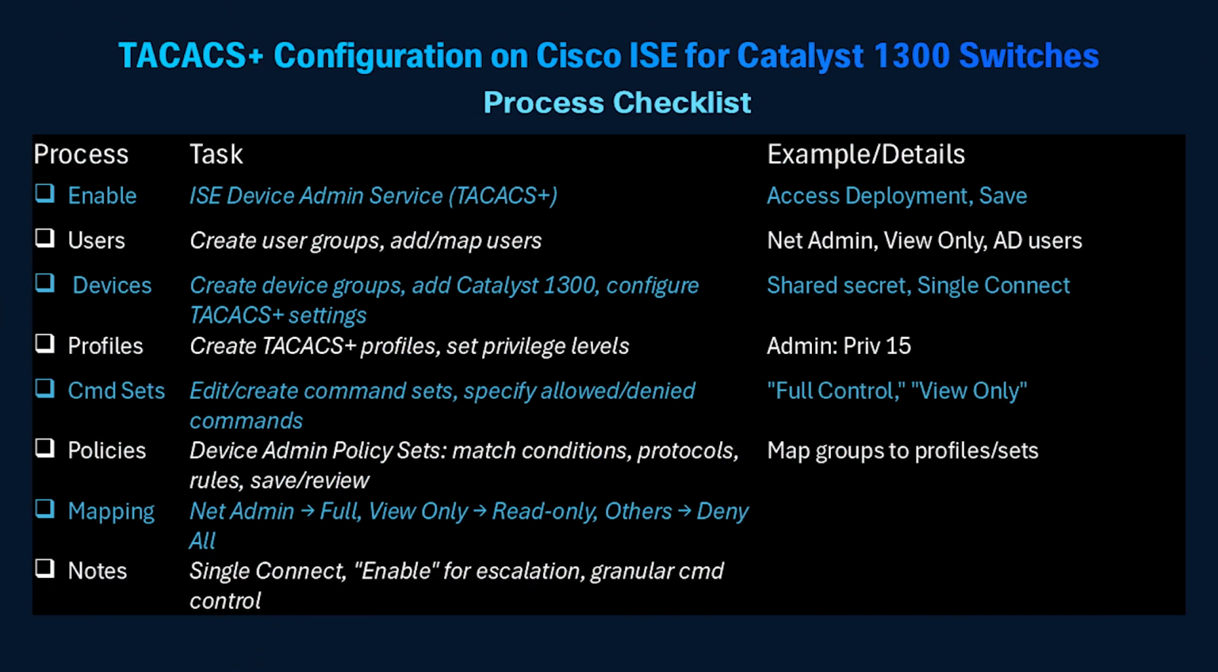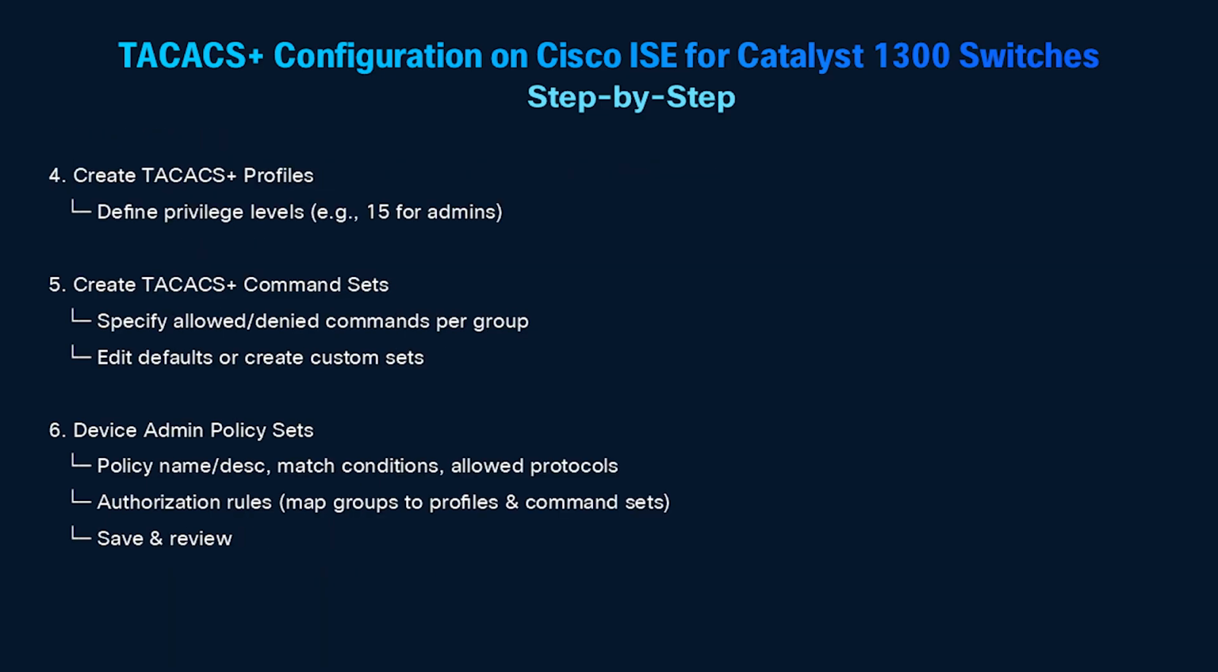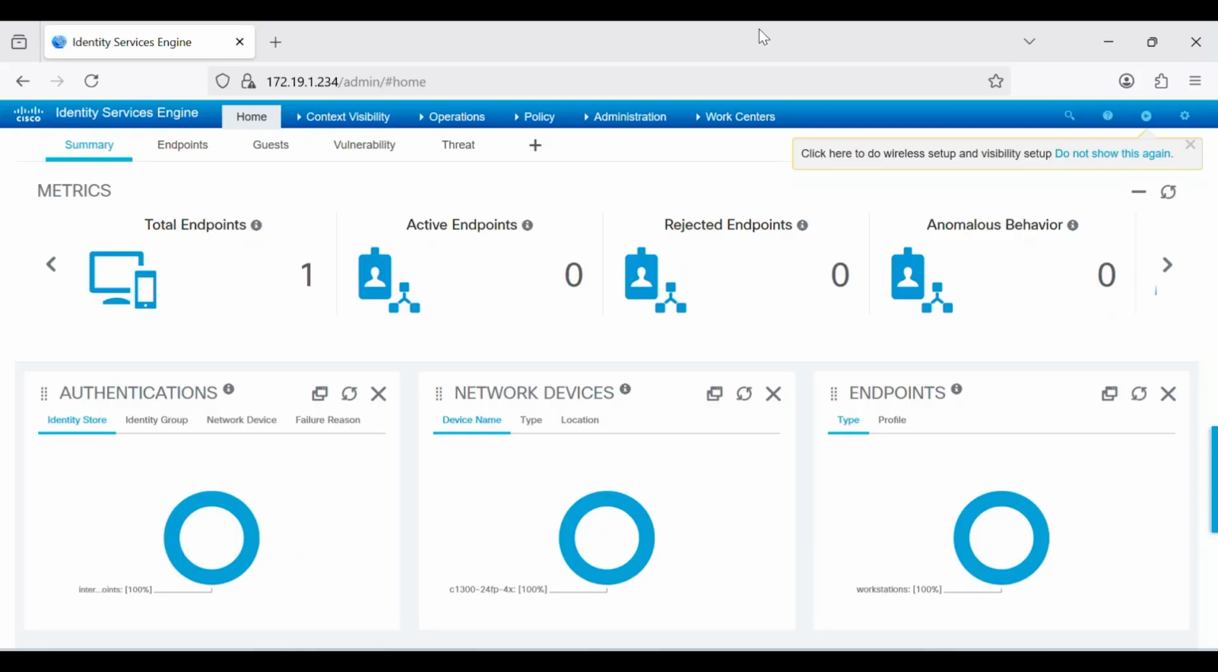In this video, I'll go through the ISE setup and device integration. This includes enabling TACACS Plus on Cisco ISE, setting up users and groups, registering the Catalyst 1300 switches as network devices, adding the device to appropriate groups, and configuring shared secrets for secure communication. There's a lot to get through, so I'll get started.